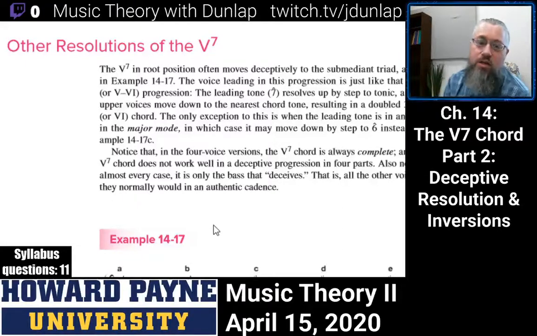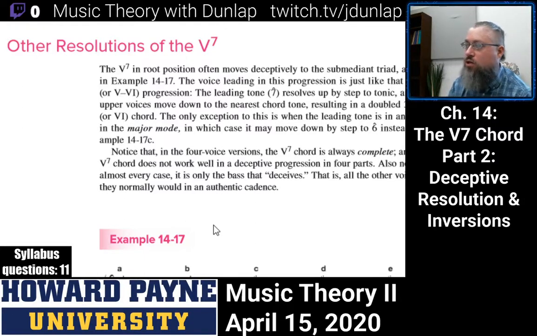Hey class, let's keep talking about the 5/7 chord and let's just knock this out really quick, okay? Let's talk about some things with the 5/7. Yesterday we did a live stream just talking about how the various parts of the 5/7 chord resolve when we are resolving from 5/7 to 1. And usually an authentic cadence is what we're talking about in that context.